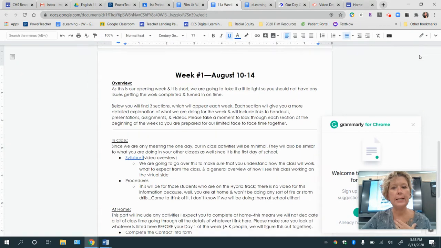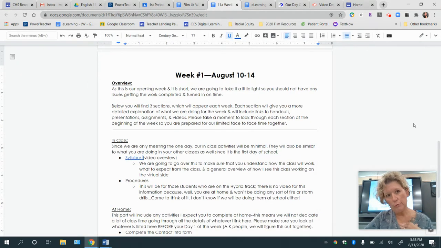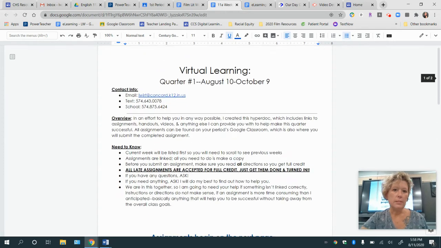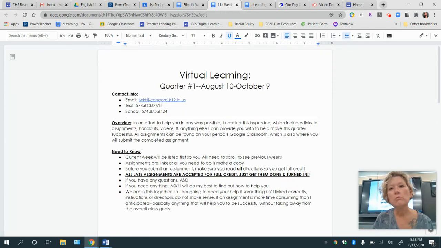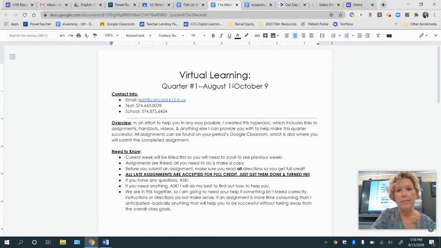So I want to take a second and go over a few things with you on this. First of all, this gives you some information overall. I'm calling this quarters because 9 weeks are a quarter of the year. So this is quarter 1. We're going to run from, should be August 12th through October 9th. And that week of October 9th is finals, okay? So keep that in the back of your brain.